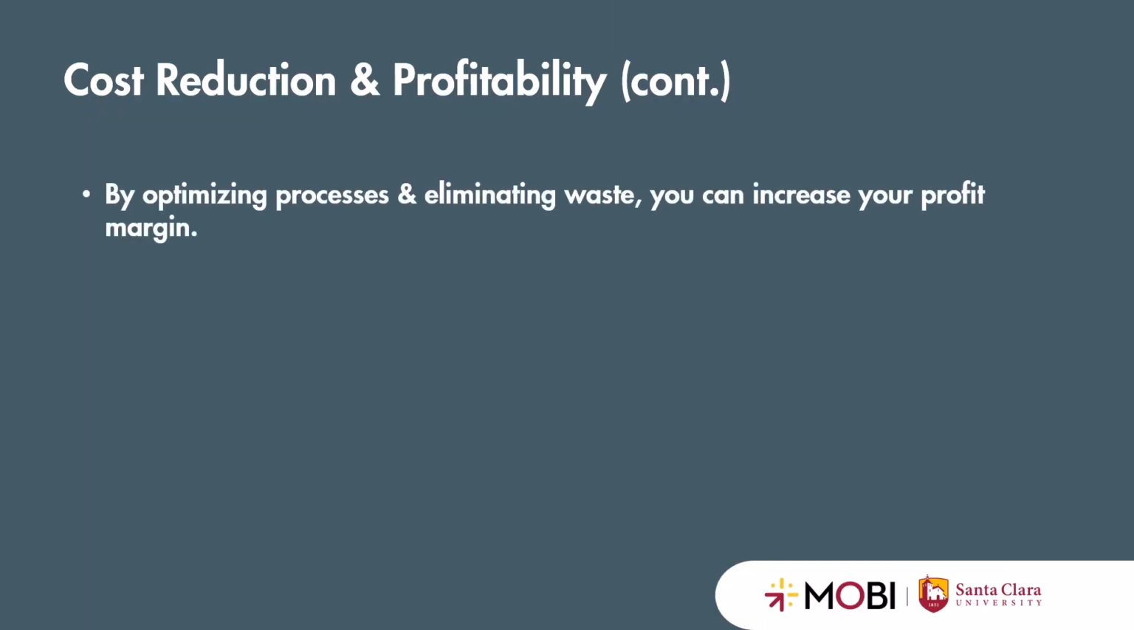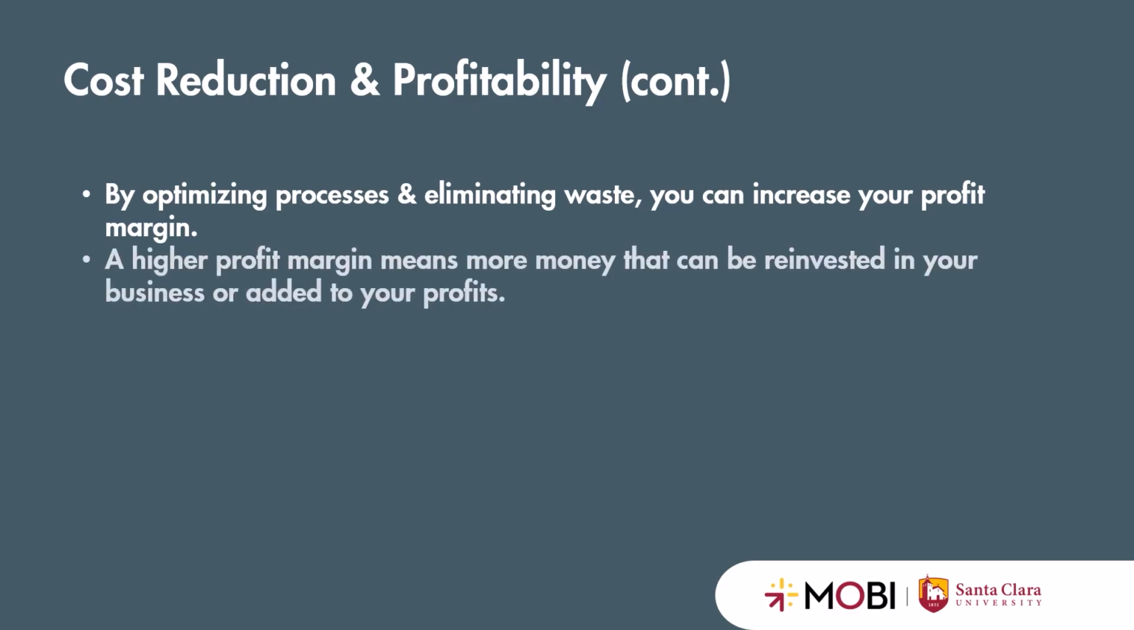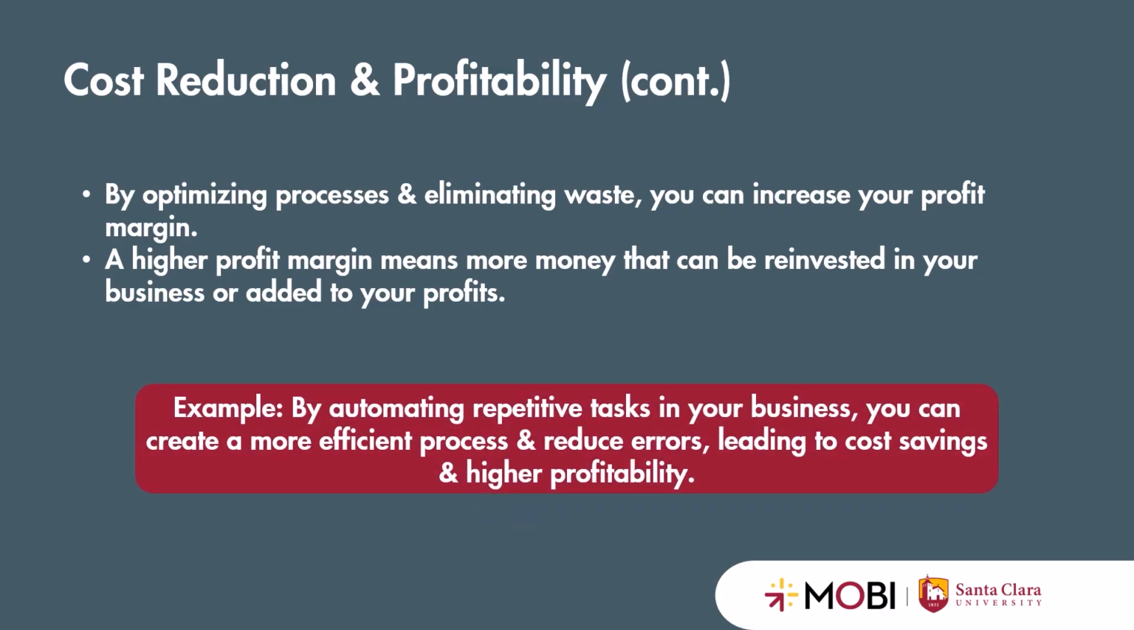By optimizing processes and eliminating waste, you can increase your profit margin to have more money that can be reinvested in your business or added to your profits. For example, by automating repetitive tasks in your business, you can create a more efficient process and reduce errors, leading to cost savings and higher profitability.